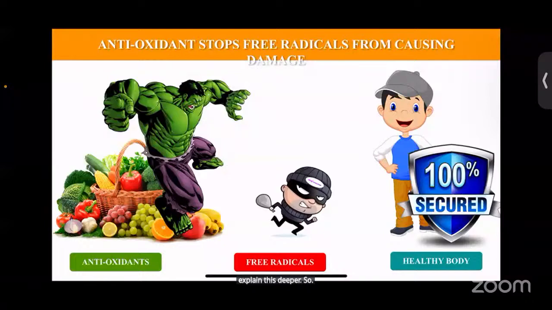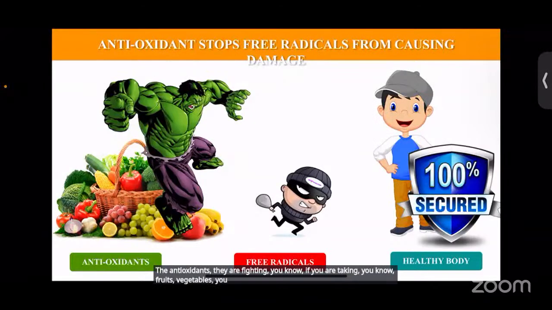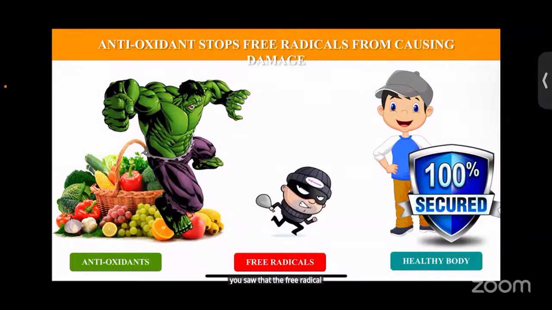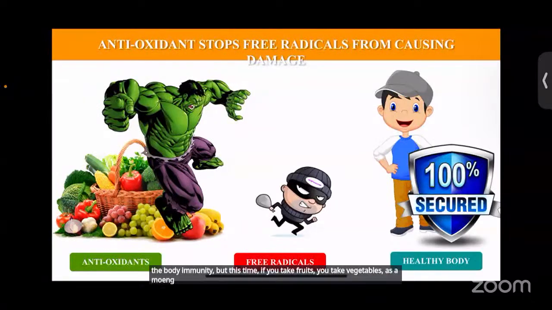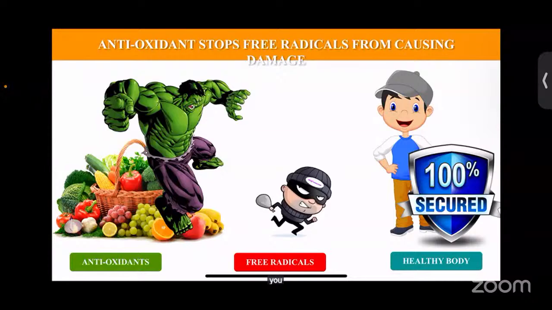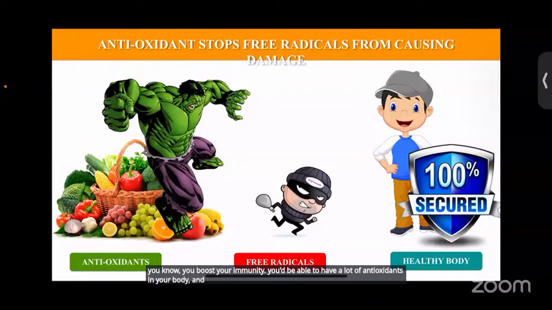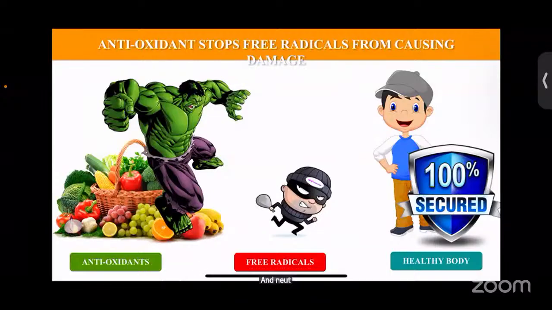If you see here, you are seeing the antioxidants. The antioxidants, they are fighting. If you are taking fruits, vegetables, you're going to be stronger, just as you see this man at the extreme left. And they are going now. You saw that the free radicals were fighting against the body immunity. But this time, if you take fruits, you take vegetables, as I'm also going to be sharing with you, you boost your immunity. You'll be able to have a lot of antioxidants in your body, and they will be able to overcome and neutralize the free radicals, and you're going to end up having a healthy body.